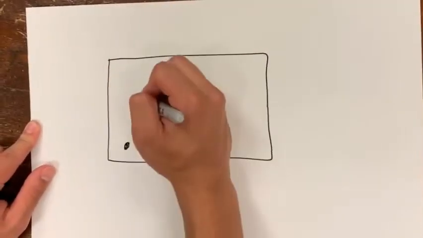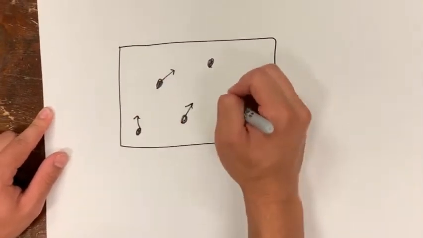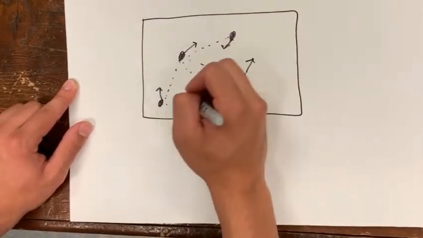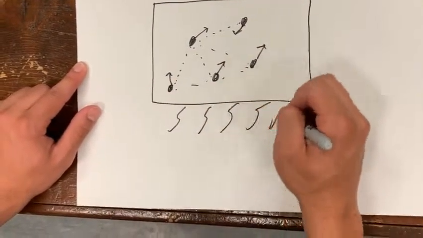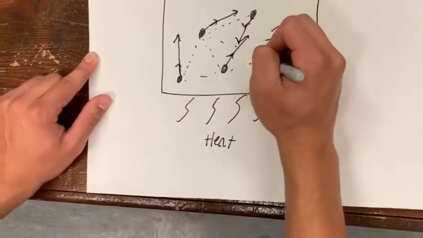The strength of IMFs decide the state of matter because of kinetic molecular theory. This means that the more energy or heat added to the matter, the faster the molecules are moving, making the bonds between the molecules weaker because they're moving past each other faster. This is why solids have stronger IMF, because the molecules are moving slower.